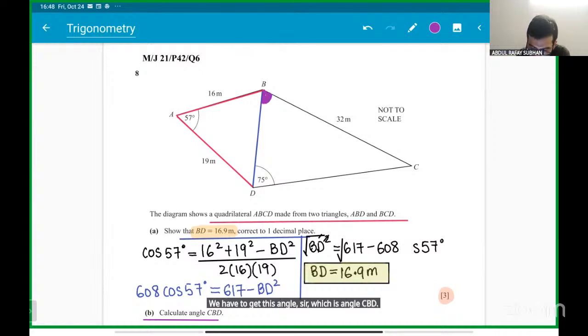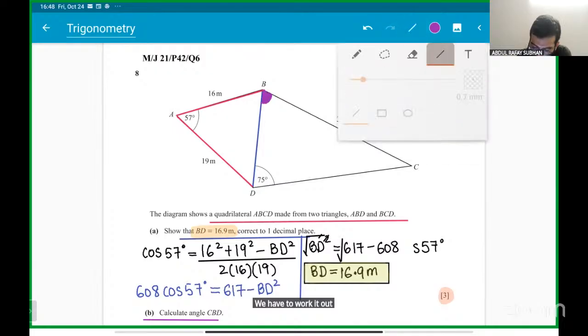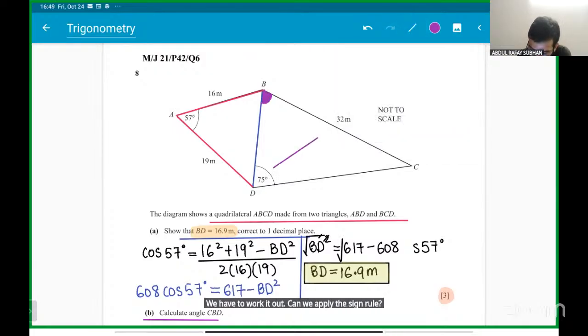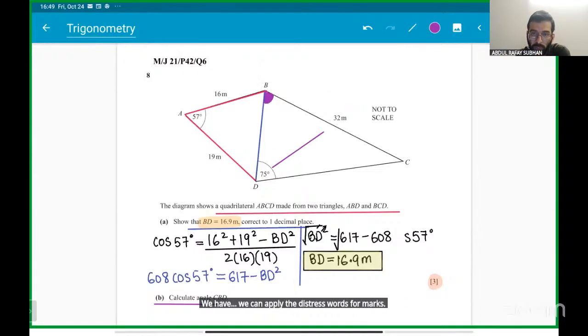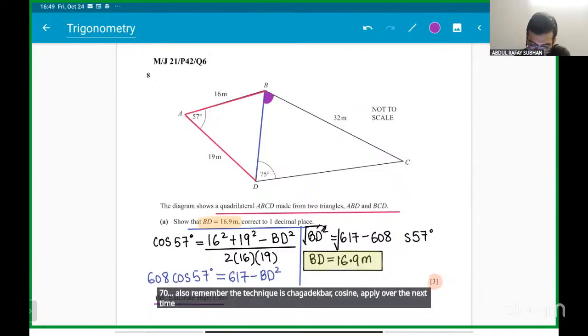How can we find it? Can we apply the sine rule? We can apply that. This was worth 4 marks. Also remember the technique: if the cosine rule has been applied once, then the chances of the sine rule coming next are high, because the examiner wants to test everything.